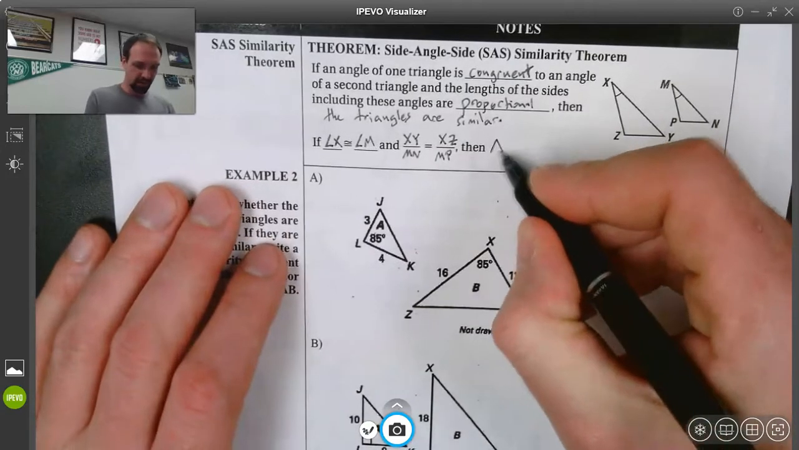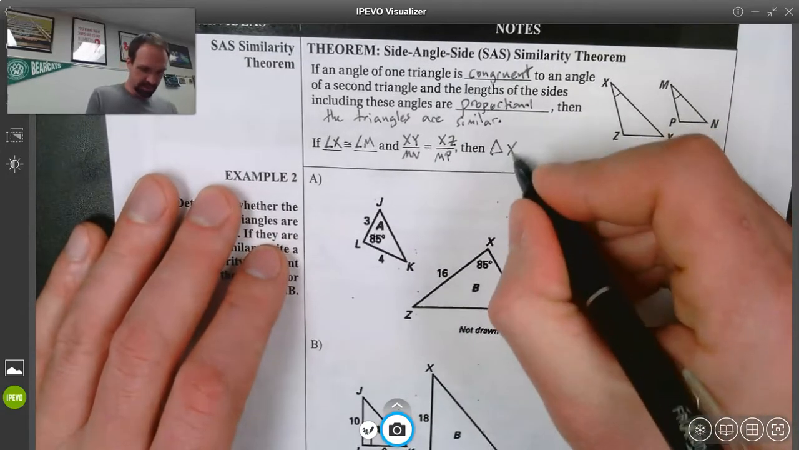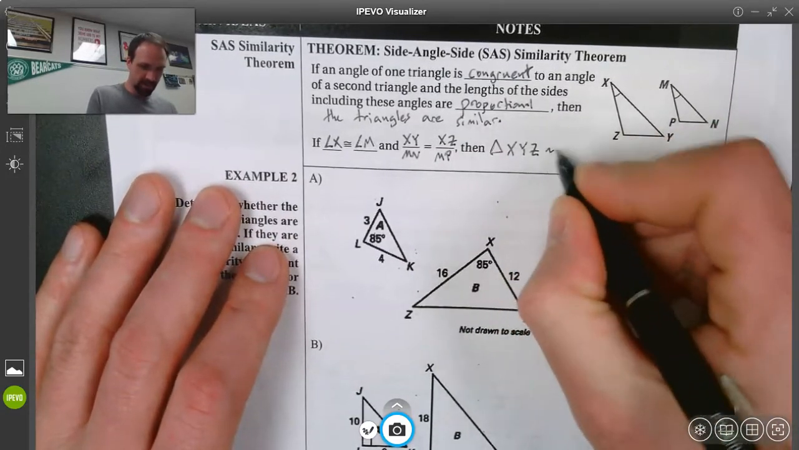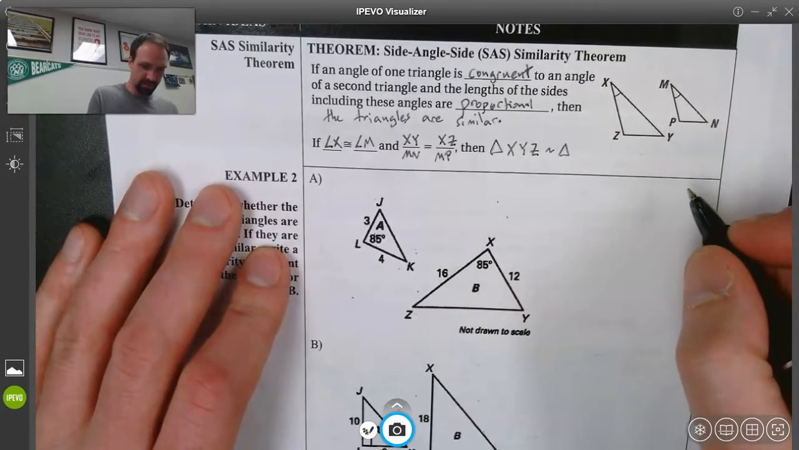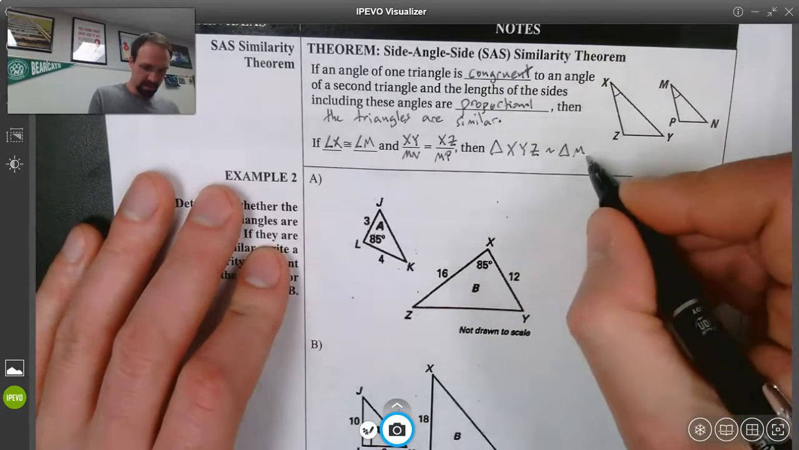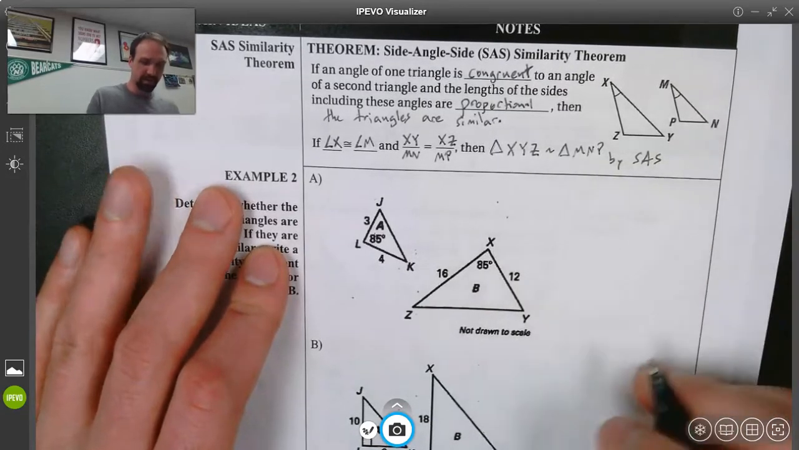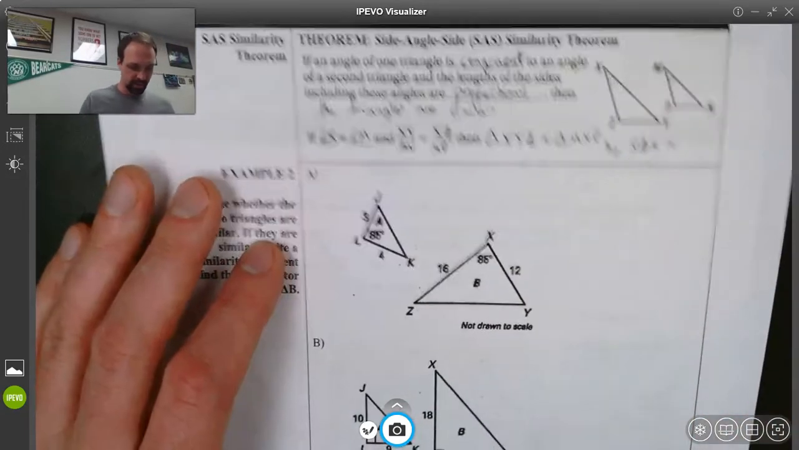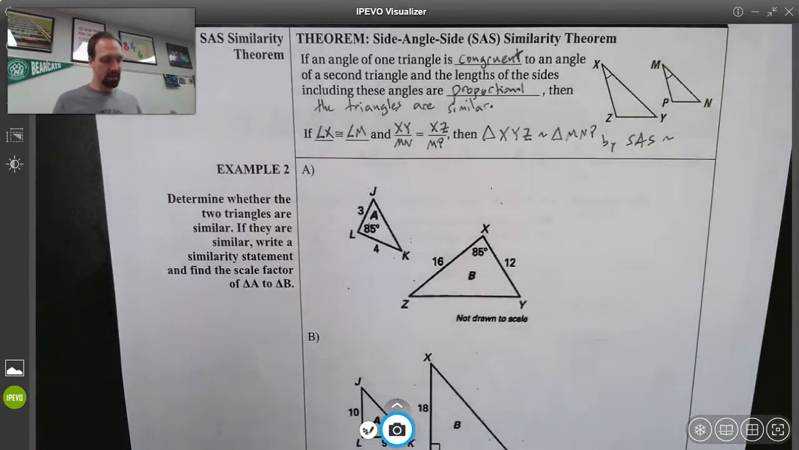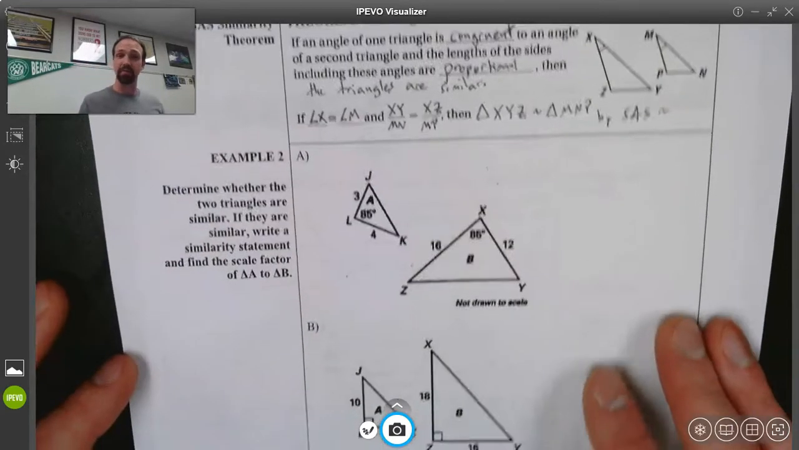Then triangle XYZ is similar to triangle MNP by side angle side similarity. All right. So with that, now we can jump into example 2.